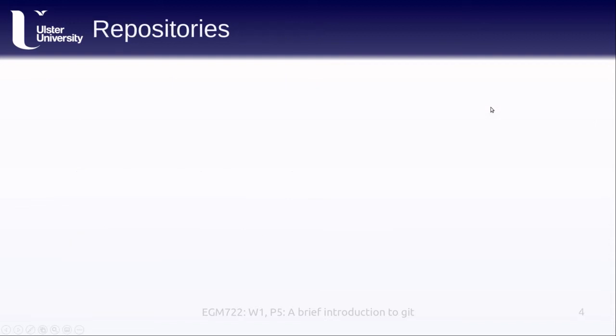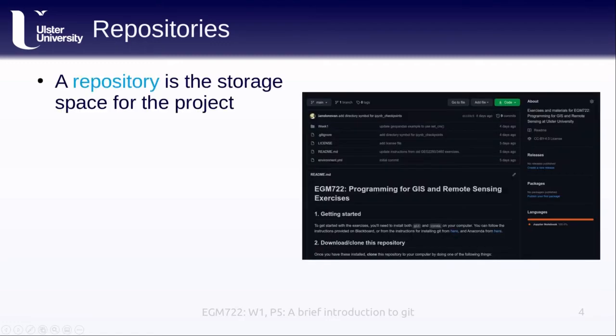So the first word that we will learn in this introduction to Git is a repository, which is really just the storage space for our particular project. You've already seen this when you went to get set up for this module by going to GitHub and cloning, or forking and then cloning, the repository for this course. The repository contains the files as well as past versions and all of the different branches that exist within the project.